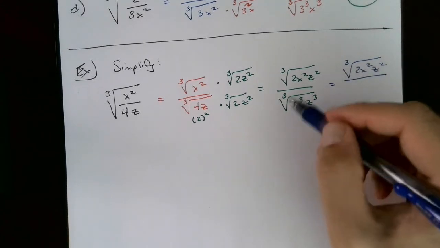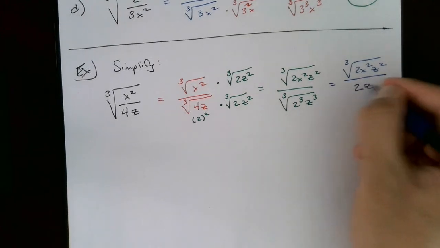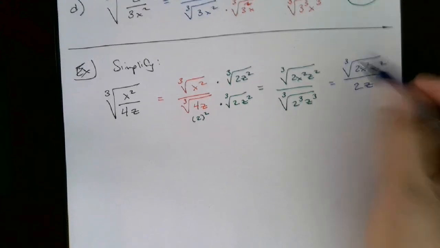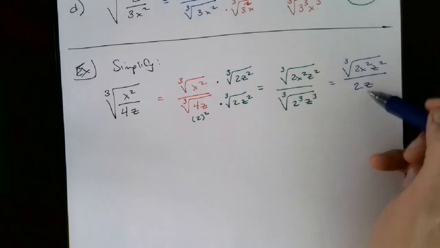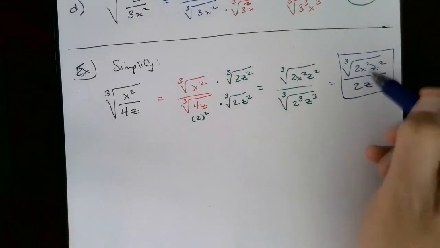Down here, the cube root of 2 to the third is just going to be 2. The cube root of z to the third is going to be z. And you end up with 2z. So the cube root of 2x squared z squared over 2z, and that's it. Nothing will cancel, because remember, these are inside of the radical.